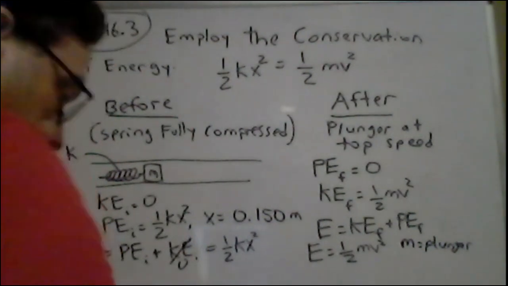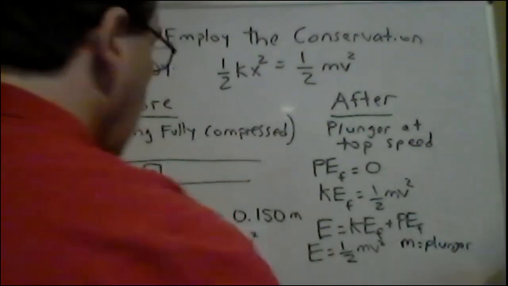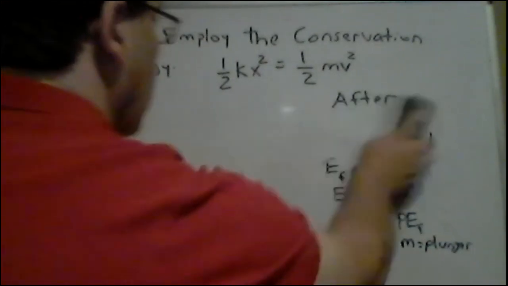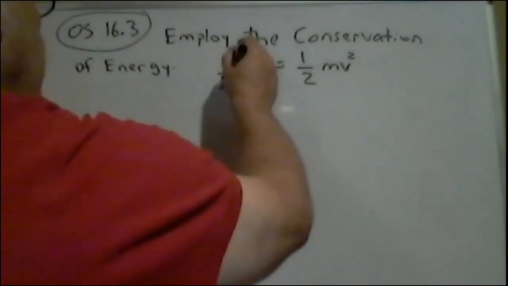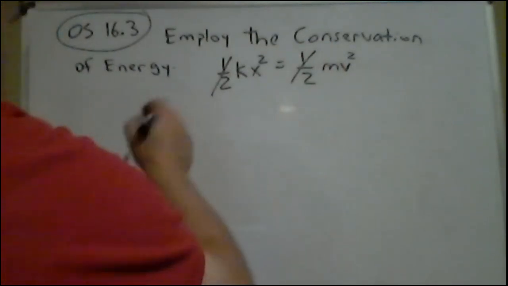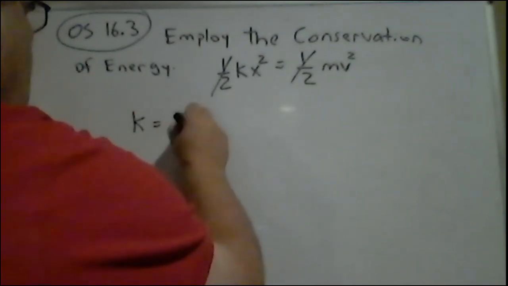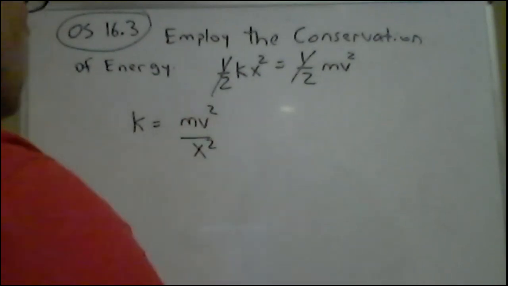Okay, now all I have to do is solve this algebra problem. So I'm going to erase all this, give myself some space. And the easy thing is I can just cancel out these halves. And I want to solve for k. k is mv squared over x squared.